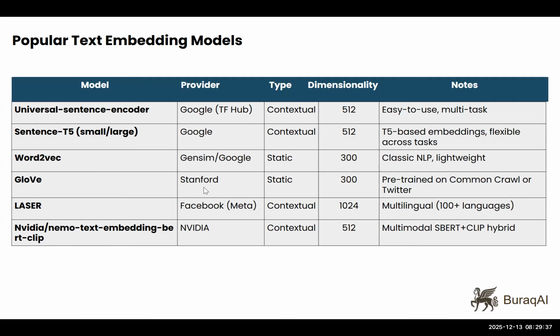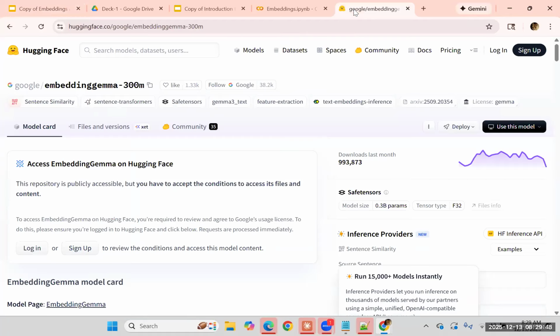Google has Gensim Word2Vec, Stanford has GloVe, Facebook has LASER, NVIDIA has Mnemotex. There are various other models that you can go and look at. If you go to Hugging Face, I'm sure you all must have known about Hugging Face. It's the same as GitHub, where all the projects and libraries are open source. Hugging Face is also the same, where all the models, machine learning, deep learning, NLP, AI, are here.